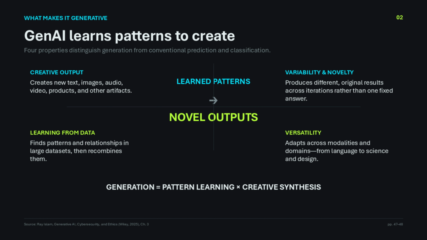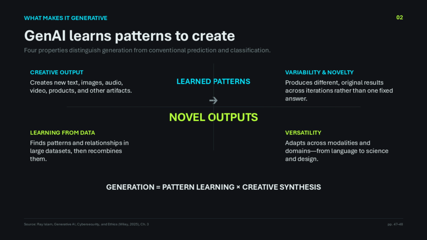Okay, here's the big idea. GenAI learns patterns and then uses those patterns to create something new. Traditional AI often predicts, classifies, or detects. Generative AI goes one step further. It can produce a fresh paragraph, an image, a voice, a video, a design, or even code.